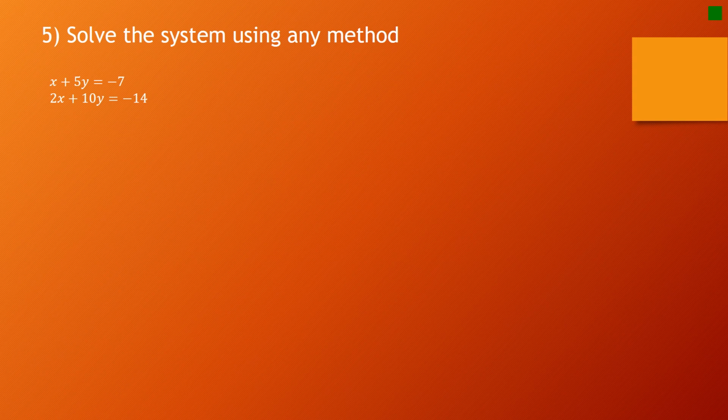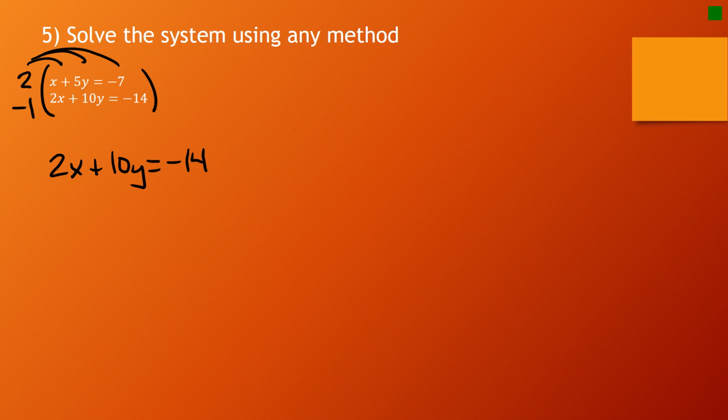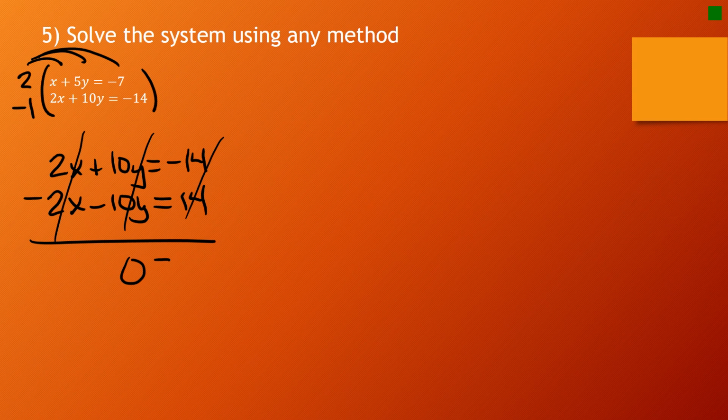Solve the system using any method. Again, x, y equal number. When I have it in that form, I'm going to use elimination. Bring up the 2, bring down the opposite of x, which would be a negative 1. So I have 2x plus 10y equals negative 14. Distribute, distribute, distribute. Negative 2x minus 10y equals positive 14. Ooh, everything cancels. I have 0 equals 0. Remember, that is infinitely many solutions. So if I was graphing it, it would be the same line.